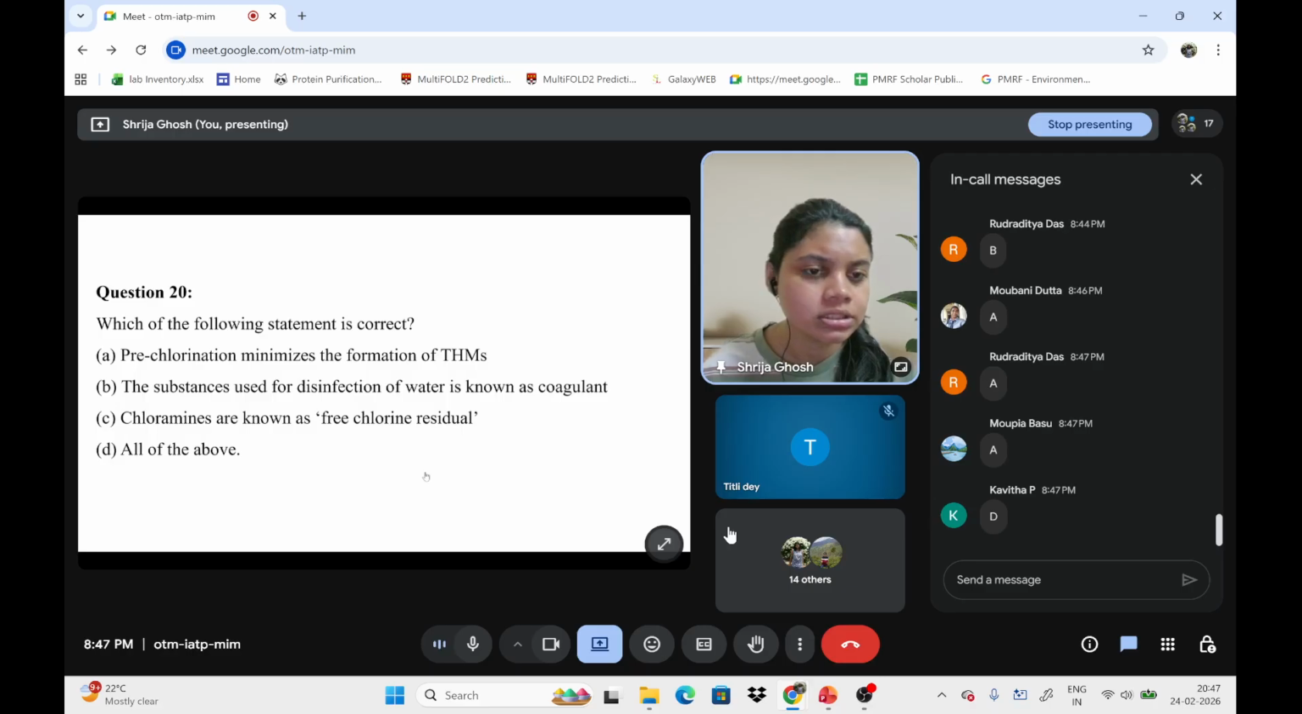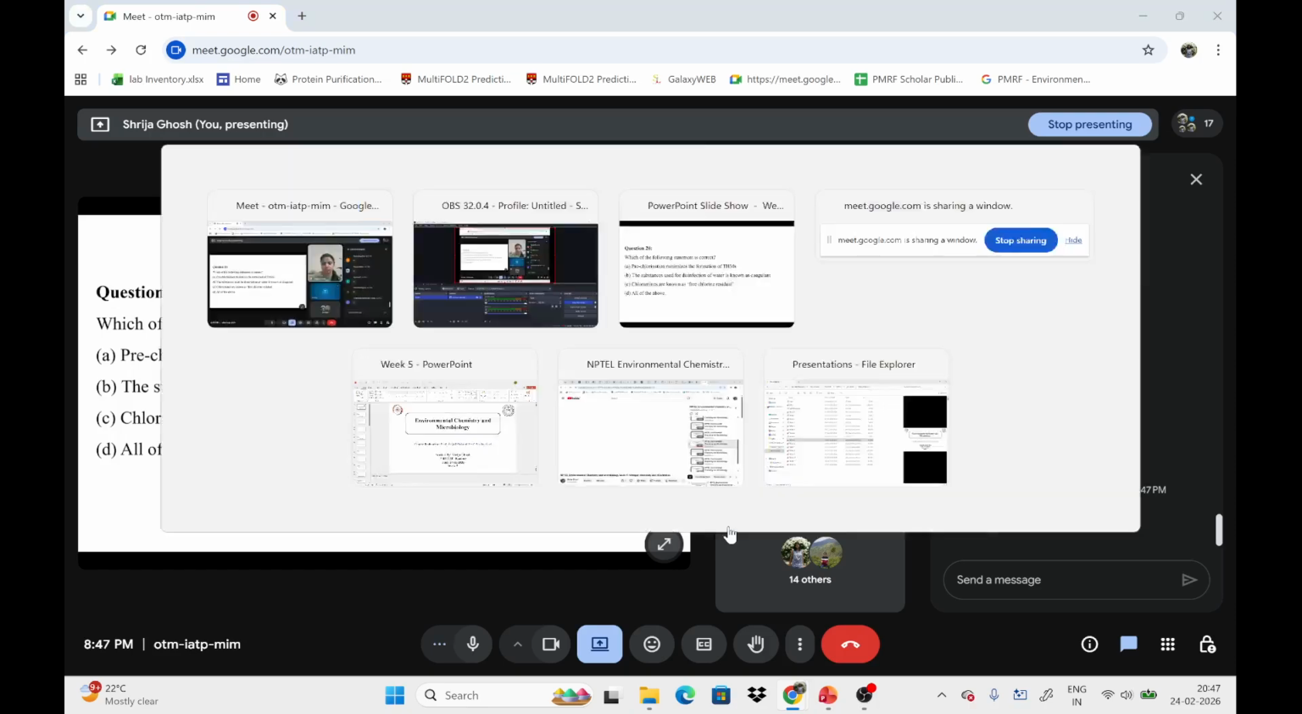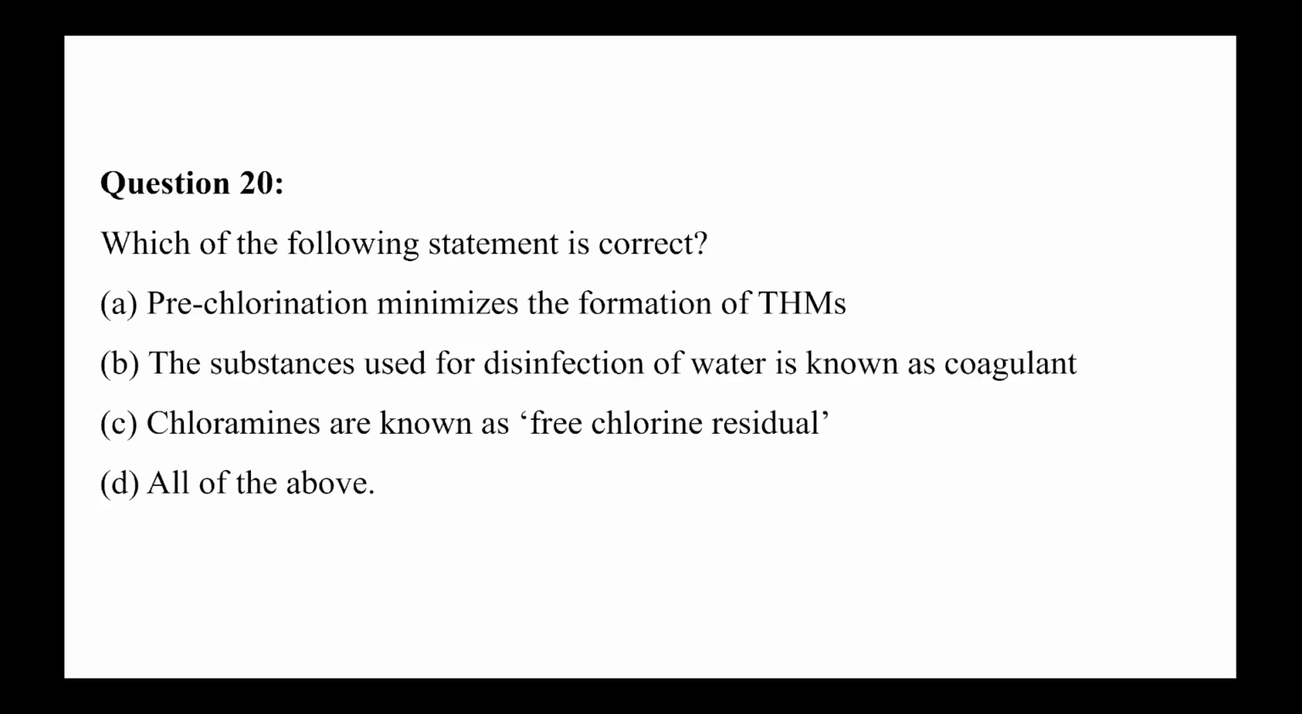Okay, I see 3 answers as option A, 1 as option D. Others also write the answers. Okay, I see 1 option C also. Anyone else? Anyone else wants to answer?